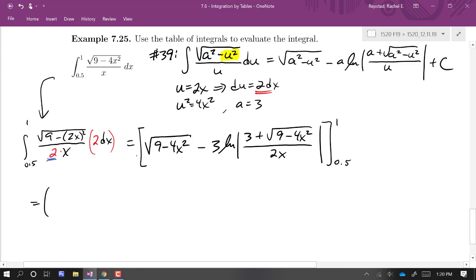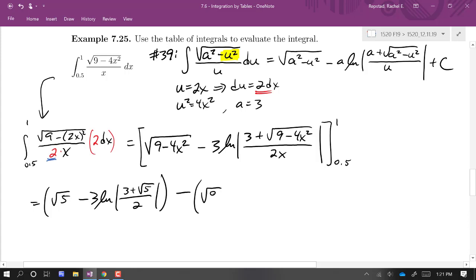All right, so if x is 1, then 9 minus 4 times 1, so that's root 5 minus 3 ln absolute 3 plus root 5 over 2 minus, if we put in a half, okay, 1/2 squared is 1/4, so that becomes 9 minus 1, that's root 8 minus 3 ln absolute 3 plus root 8 over 2 times a half is 1, okay.